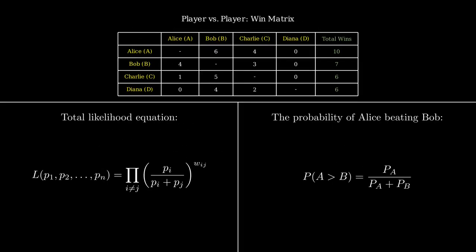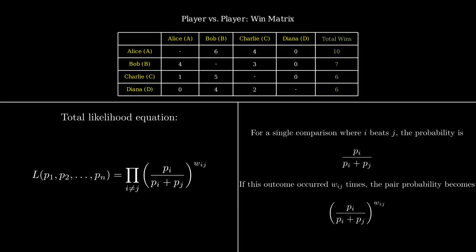Okay, before we get too far ahead of ourselves, let's look at what some made-up data would look like. Here we have a win matrix of Alice, Bob, Charlie, and Diana. In the bottom left corner, we have the total likelihood equation. The two bars are basically like a summation, but it's multiplication. And where i does not equal j, that just means they can't play against themselves.